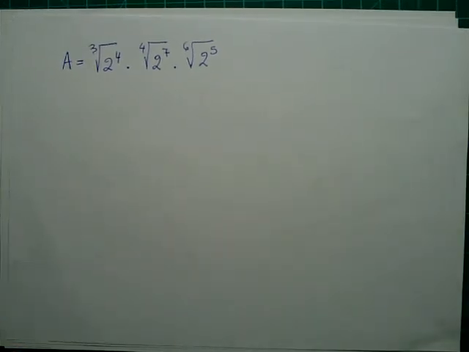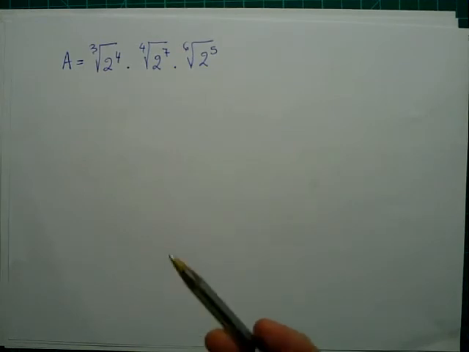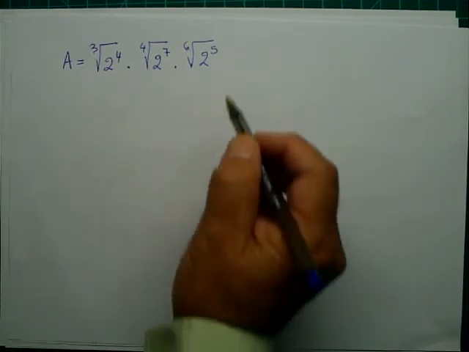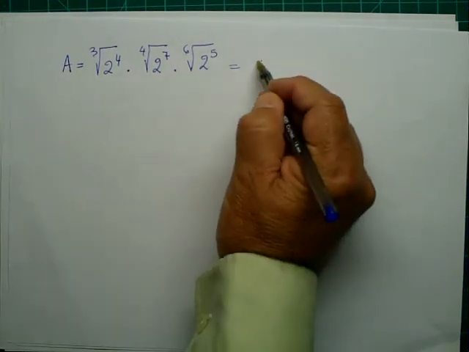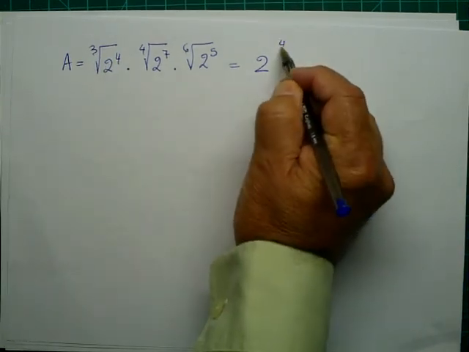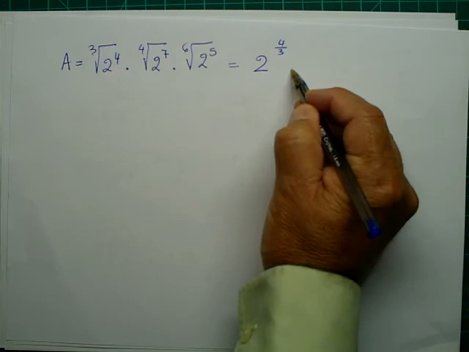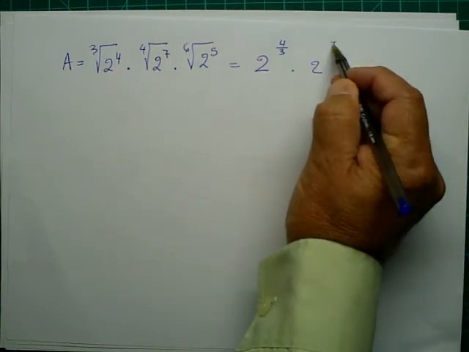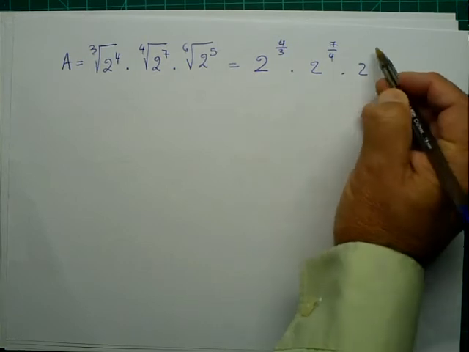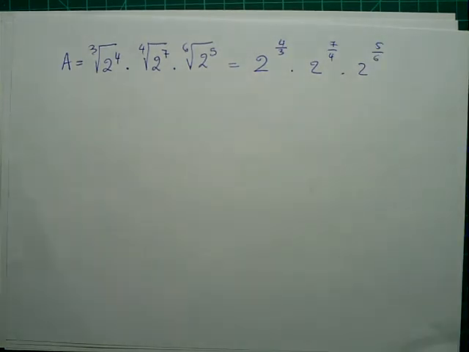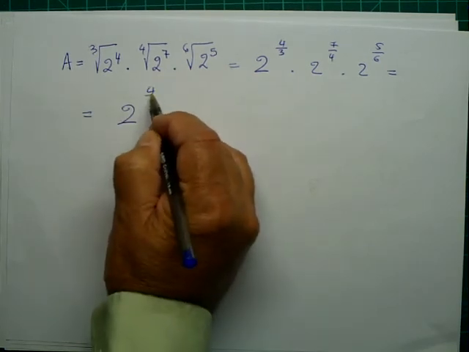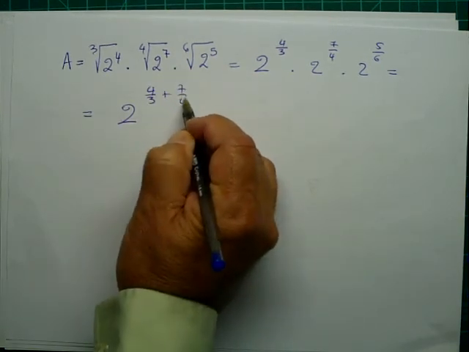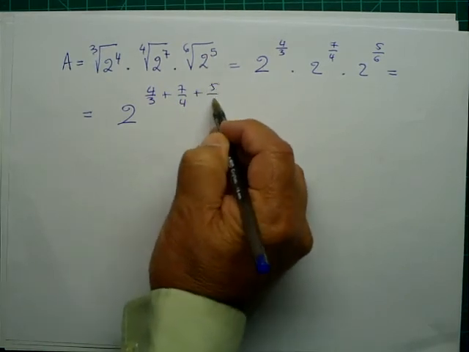It seems difficult at first sight, but if you apply the rules, you will see that it is easy. First of all, we can change all these to exponents, which means that this is 2 to the power of 4 over 3 times 2 to the power of 7 over 4 times 2 to the power of 5 over 6. So we apply the rule of powers here, which is 2 to the power of 4 over 3 plus 7 over 4 plus 5 over 6.